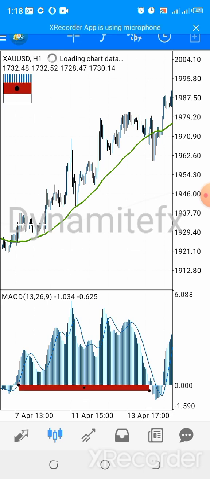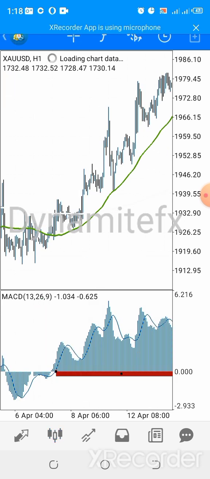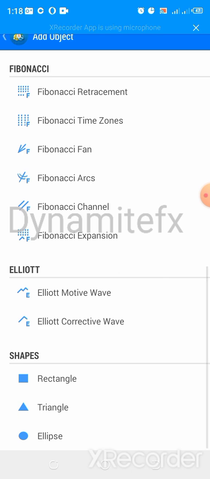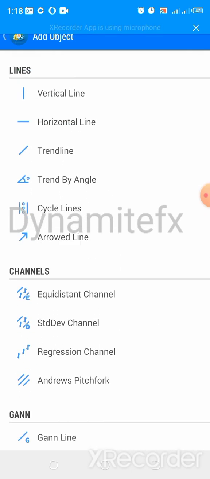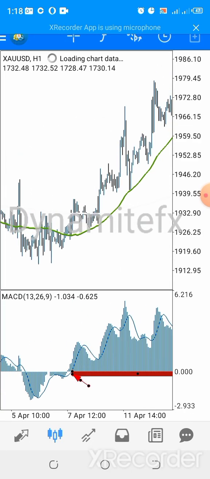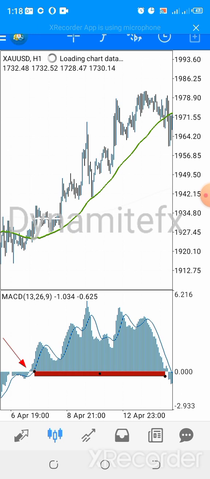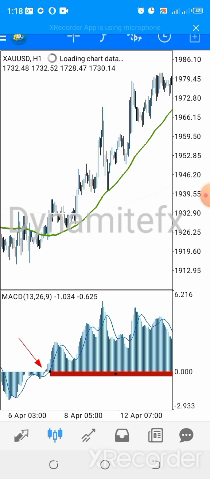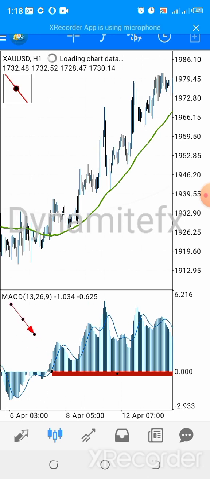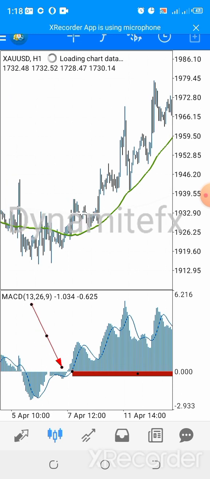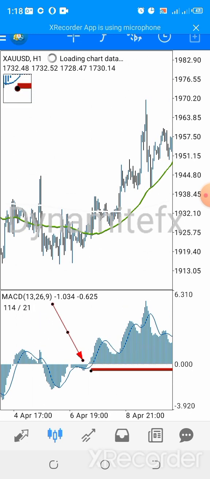So this is it. I always say, look out for a cross. Look out for a cross. Please, if you're new to my channel, just go back. I'm very consistent with these things, guys. So this is the MACD strategy. The first condition is look for a change in direction on the MACD. This is it. Look at this arrow here.